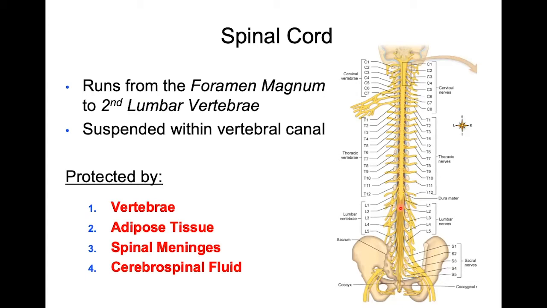As we move past that level of L2, you may notice that all of a sudden the spinal cord splits off into a number of terminal nerve endings. That region here is known as the cauda equina.